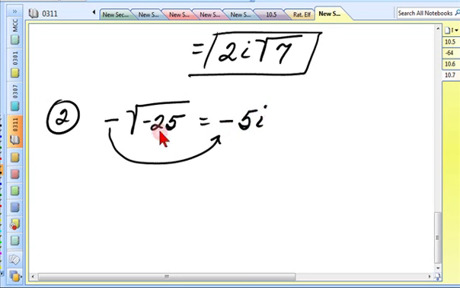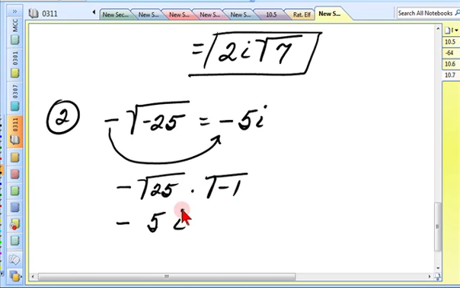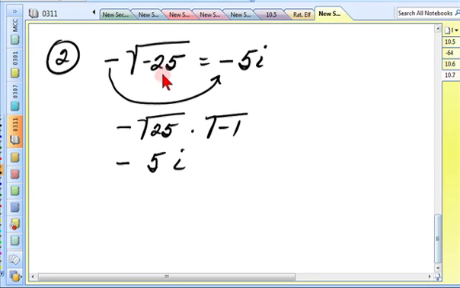The square root of 25 gave me the 5. The square root of -1 factor gave me the i. And that negative sign was out in front. So if you had wanted to, you could have said it's negative square root of positive 25 times the square root of -1, and that would have given me negative 5i. Okay, that's where all the pieces came from. Anytime the radicand is negative, that means the answer is imaginary.